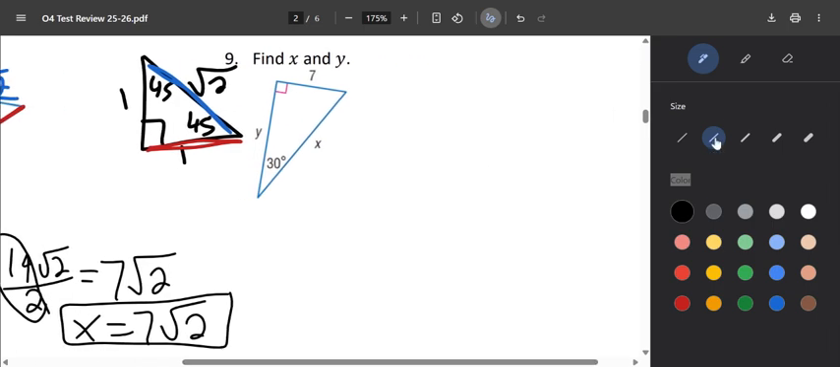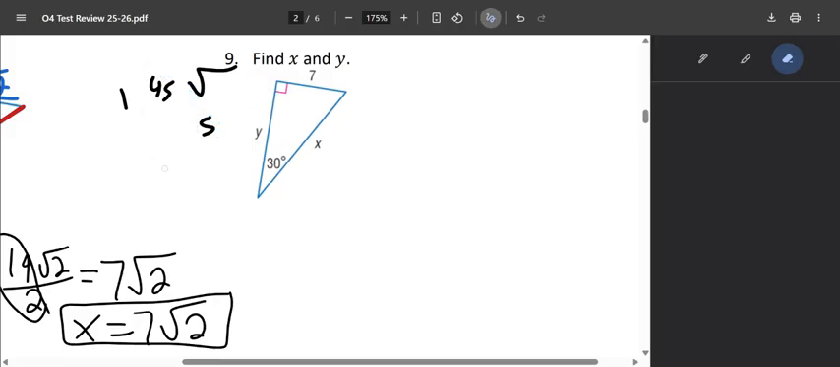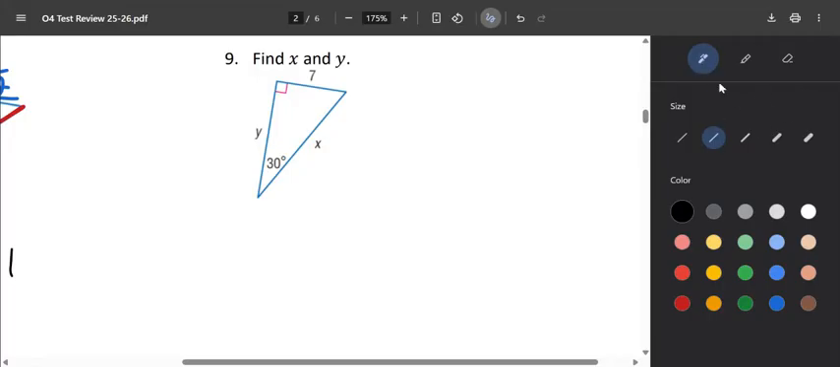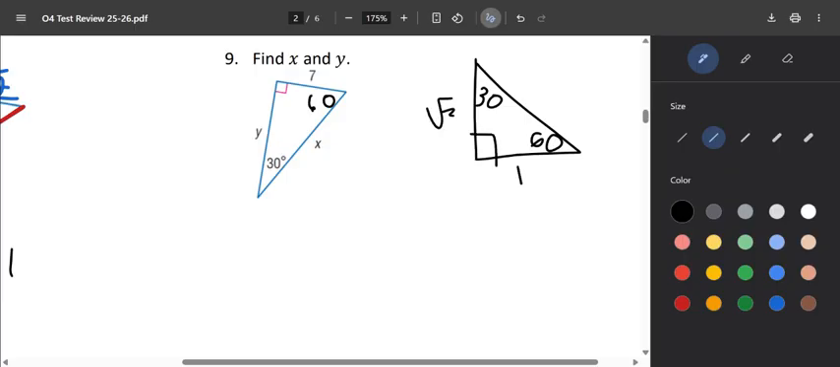Number 9, we have a 30, 60, 90 degree triangle. We know that because there is a 90 degrees and there's a 30 degrees. So this one by default has to be 60. So looking at my 30, 60, 90 triangle, this is 1, square root 3, 2. In between the 90 and the 60 is a 1.